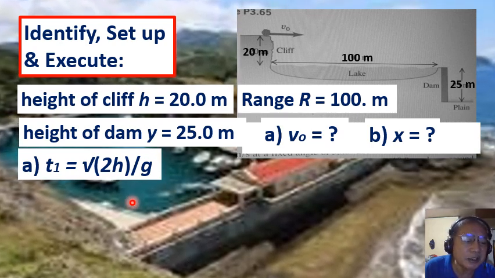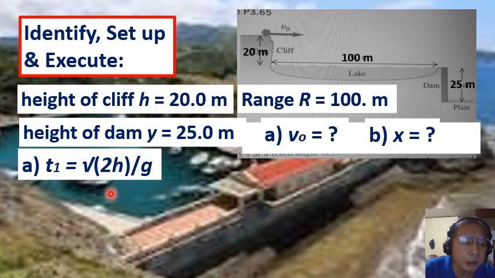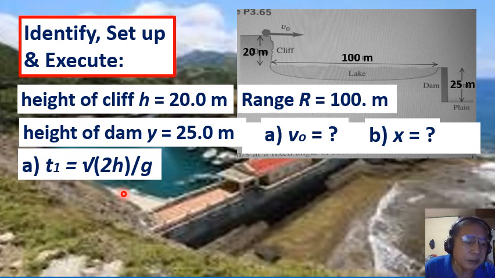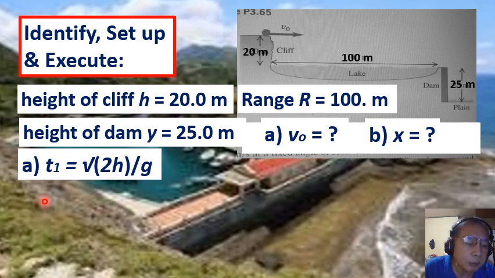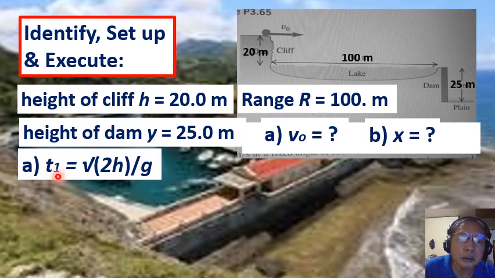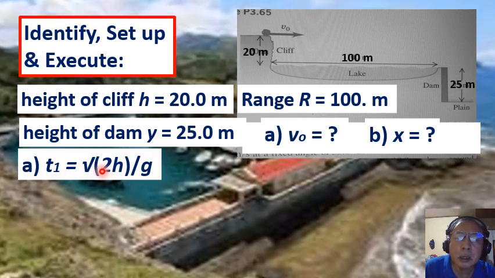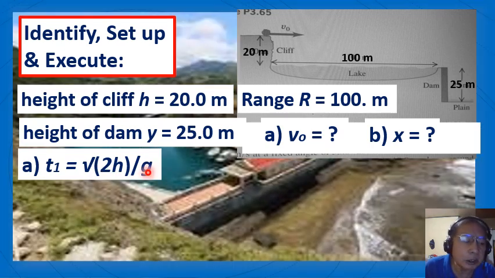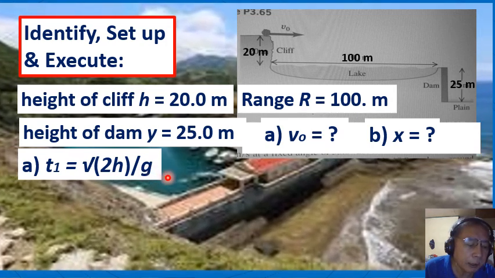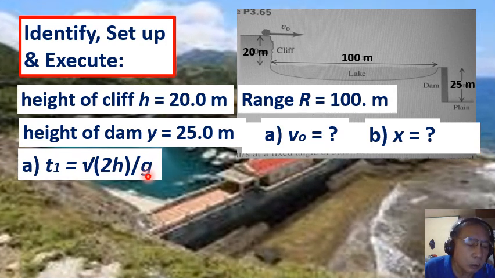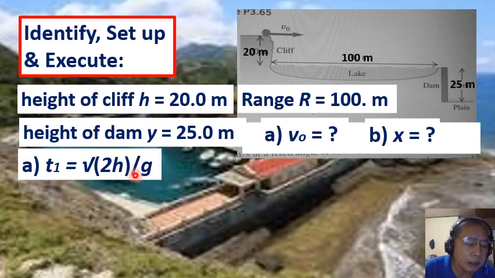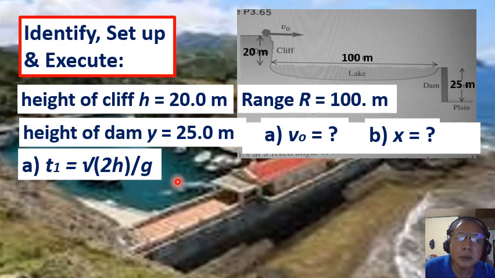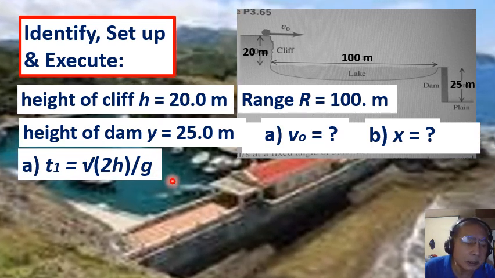We are given the range, big R, but we don't know the time it takes the rock to travel this range. So we use the formula t sub 1 equal to the square root of 2 times y divided by g, because y is given. This is the height of the cliff. And the initial vertical speed v naught y is understood to be 0.